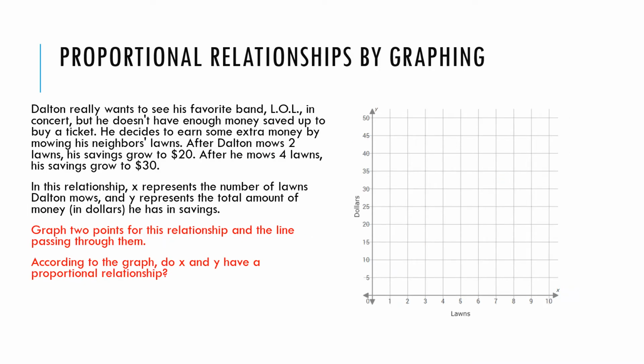Okay, in our next problem, it says Dalton really wants to see his favorite band, LOL, in concert, but he doesn't have enough money saved up to buy a ticket. He decides to earn some extra money by mowing his neighbor's lawns. After Dalton mows 2 lawns, his savings grows to $20. After he mows 4 lawns, his savings grow to $30. In this relationship, X represents the number of lawns Dalton mows, and Y represents the total amount of money in dollars he has in savings.